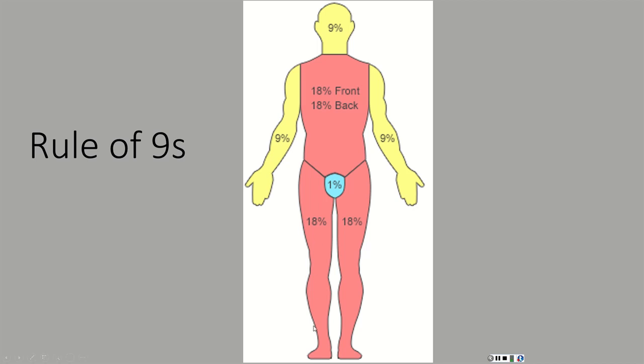The front of the right leg, 9%. The back of the right leg, 9%. So a leg is 18% total. Left leg, same thing. The front, 9%. The back, 9%. So the left leg, 18%. And then 1% around the genitals and anus. So you can quickly look at someone who's been burned and, based on this rule of nines, get an estimate for how much or how extensive that burn is.